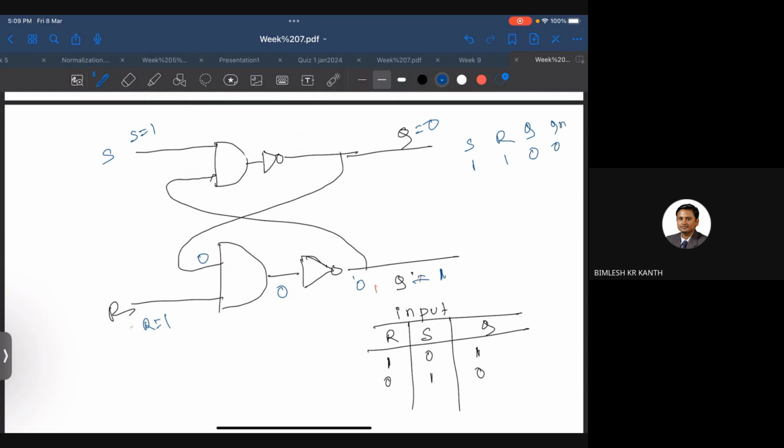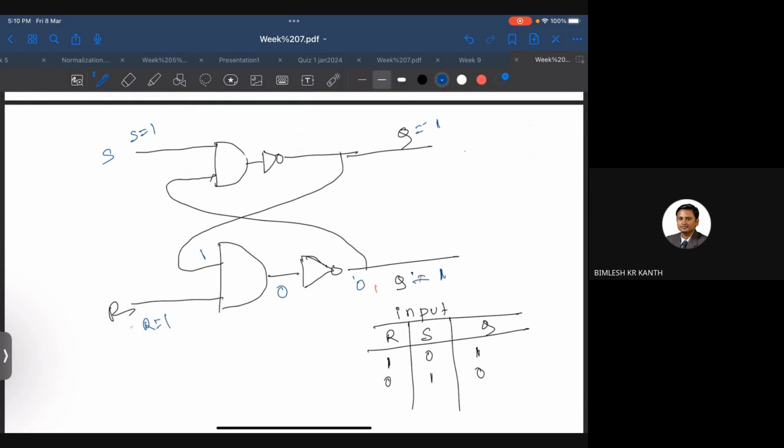Is that clear up to the last one? Q after Q, what is next? Let's assume Q equal to 0, then what will happen in the next? Now let's assume S equal to 1, R equal to 1, and this time Q equal to 1, what will happen?